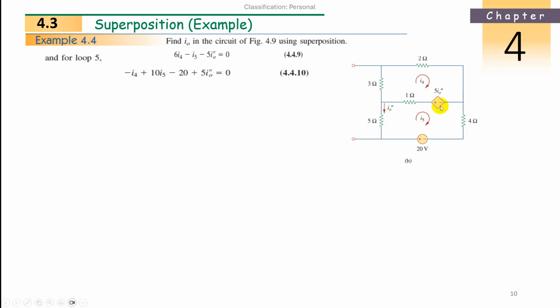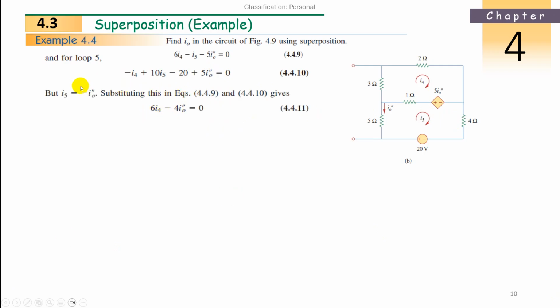Now what is this voltage source? Current is leaving the voltage source. What is this? Minus 20, current leaving. Now current I5 is entering this dependent voltage source, so plus I5 I0 double dash. So we have to simplify this one.